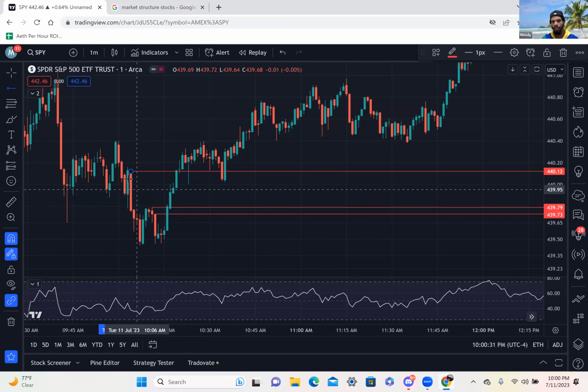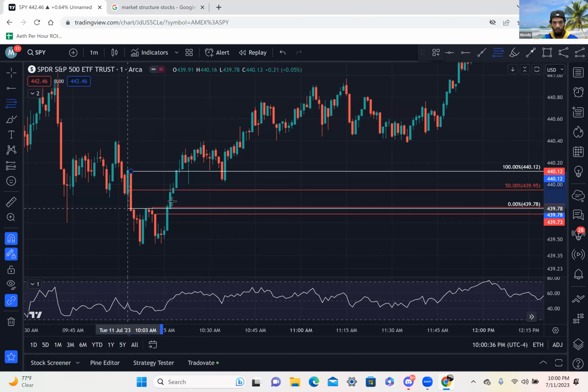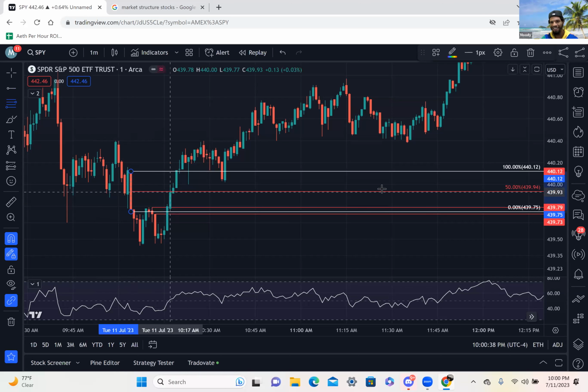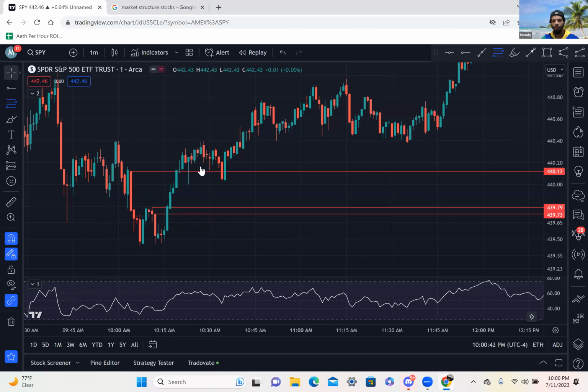Because you're going to retrace this whole candle. And especially if you play the 50% retracement, you're going to see why it stopped right there. Right? So long story short, boom. That's what we want to do.